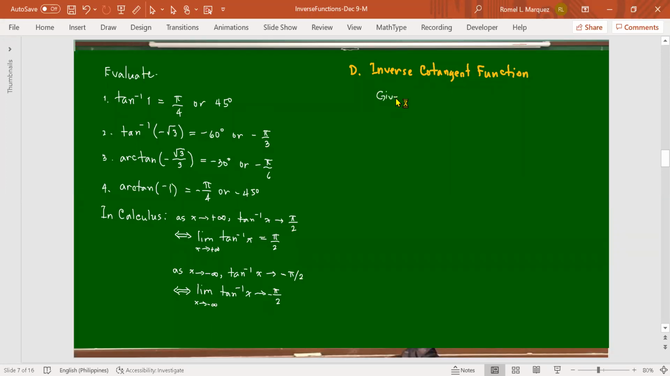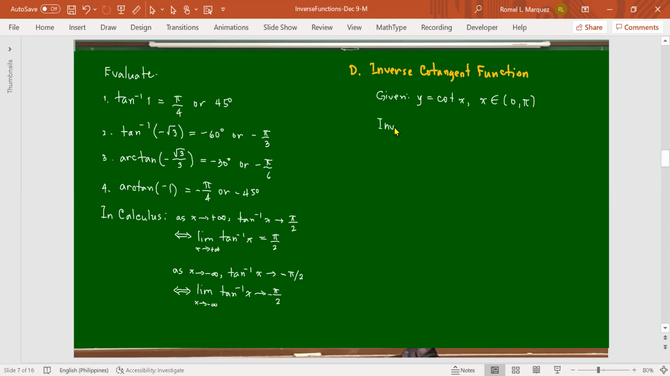Given, again, y equals cotangent x, for this to have an inverse, we need to restrict x between 0 to pi, which is similar to the restriction on cosine x, no? Except that we don't include endpoints. Again, why? Because at endpoints, cotangent is undefined. So x equals 0 and x equals pi serve as vertical asymptotes for cotangent x.